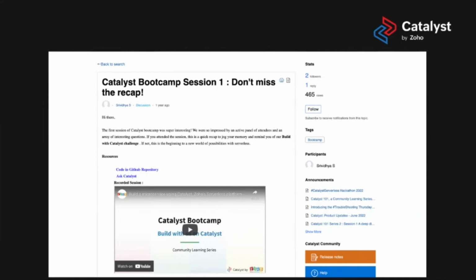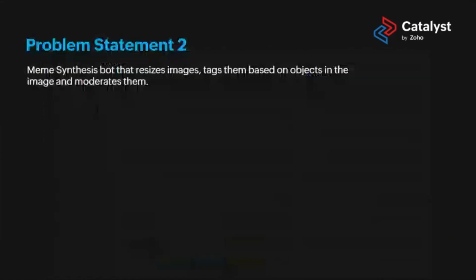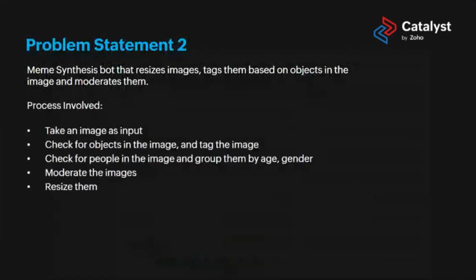This is just one of the examples of what's possible using the text analytics API. Next, we have another example. So could we go to the next slide, please? So let's take a look at a meme synthesis bot. This bot needs to resize images, tag the images based on the objects present in the image, and moderate them.